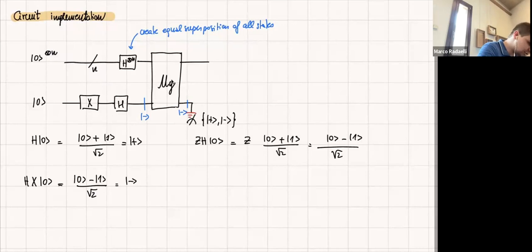After the oracle, we need to apply the rotation around the psi naught state. Just to recall, psi naught is the state that I have here at this point. Overall, this thing here is the Grover iterator.